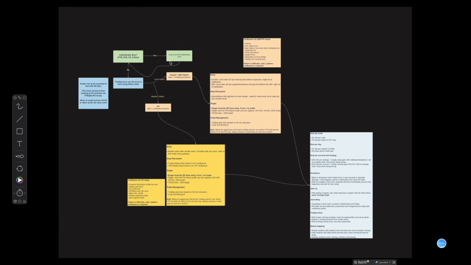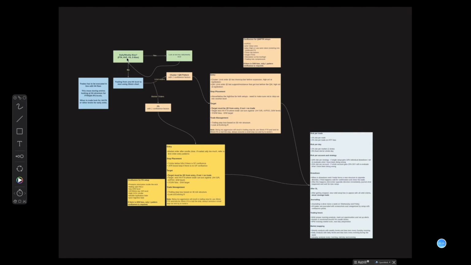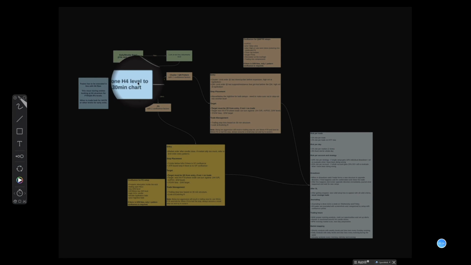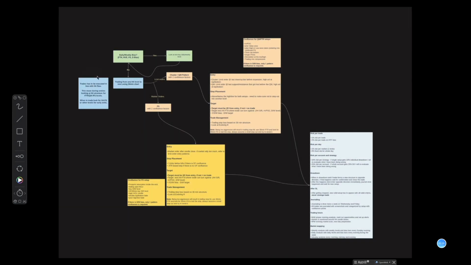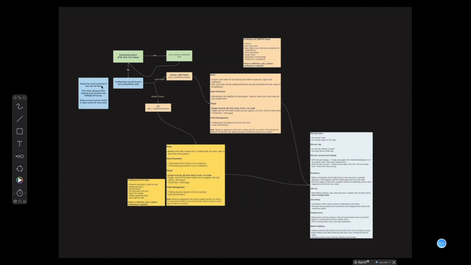I showed you what this means, no need to go through that again. If the answer to this is no, if the market is trading nowhere, I am trading from one H4 level to the next using the 30-minute chart. And this is an important disclaimer: trades have to be executed in line with the H4 flow.